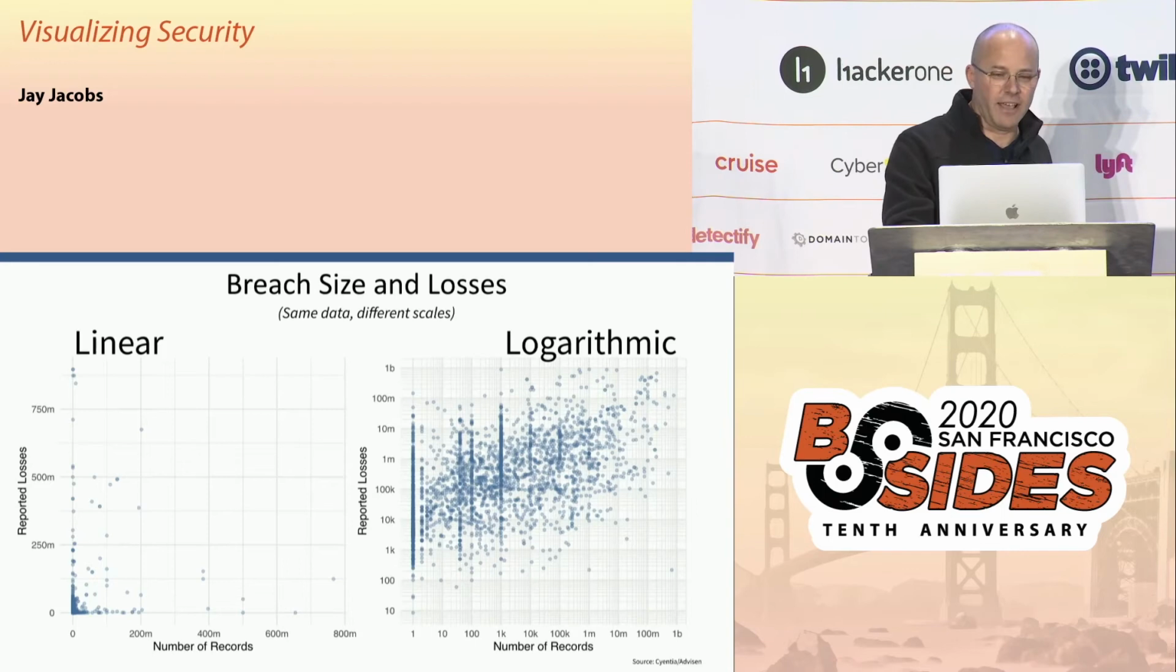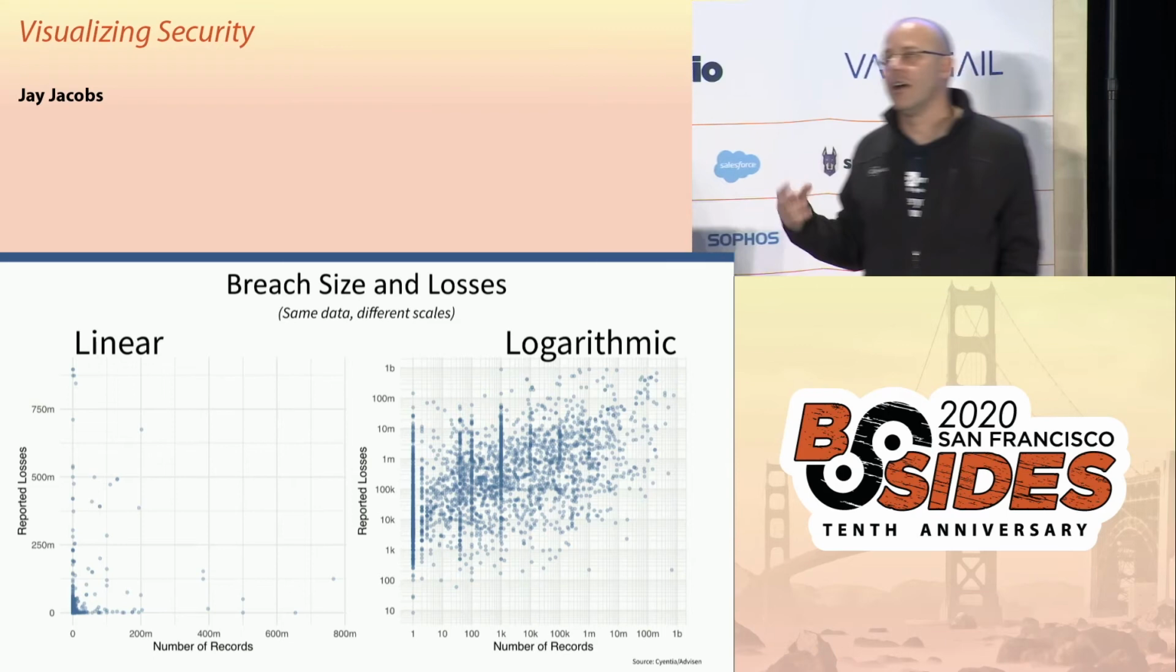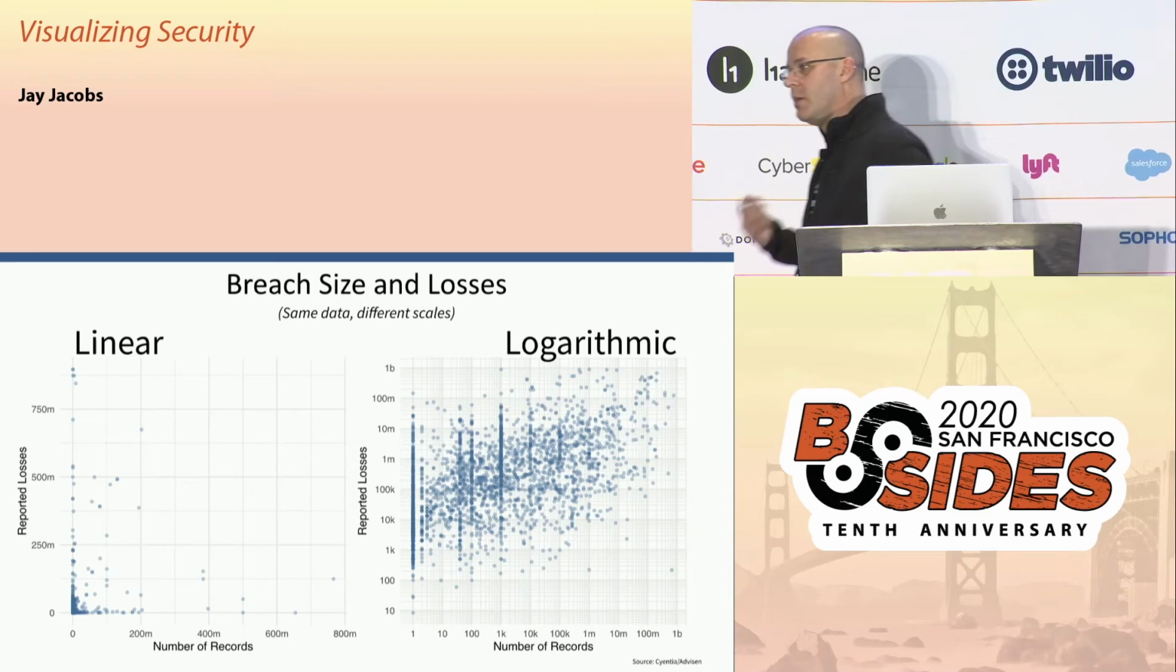Now we start to see some trends, right? This is in the log space. The first thing you might see is some vertical lines on the right one. That's because when people report number of records, they go 1,000, right?